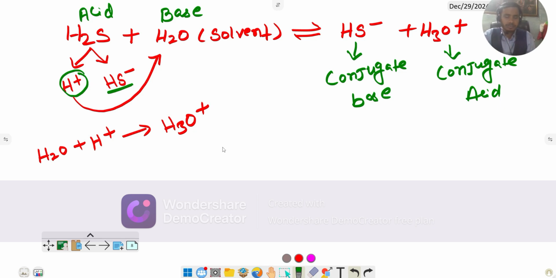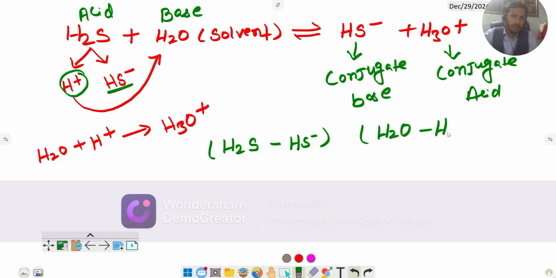So now, dear students, you can easily write down the conjugate acid-base pair. The conjugate acid-base pairs are H2S and HS minus, and again H2O and H3O plus ion. Now I will give you another example, so you can see how it happens, and then we can wind up the class for today.